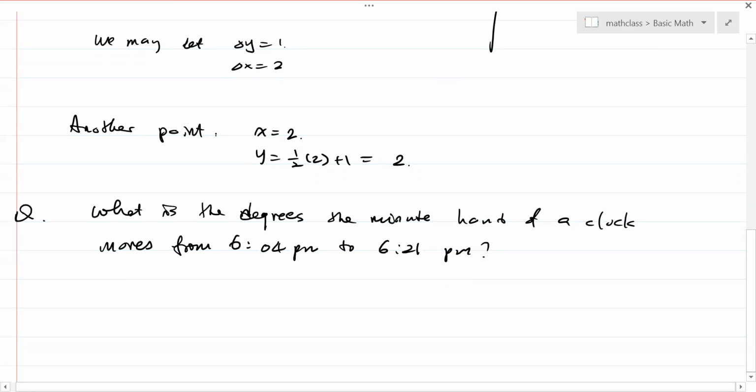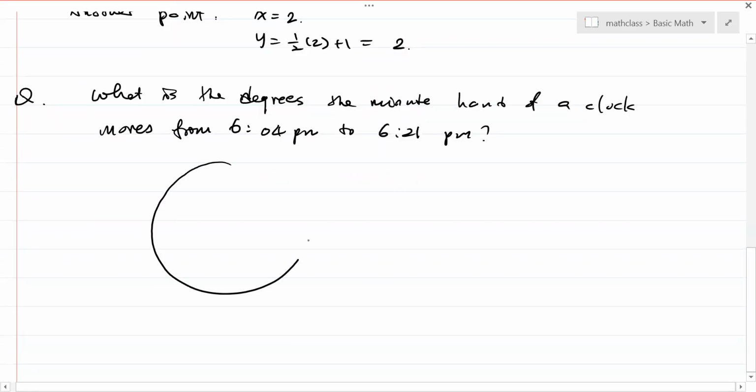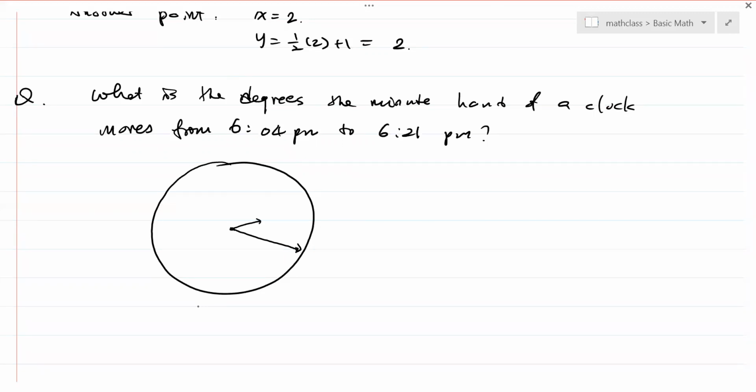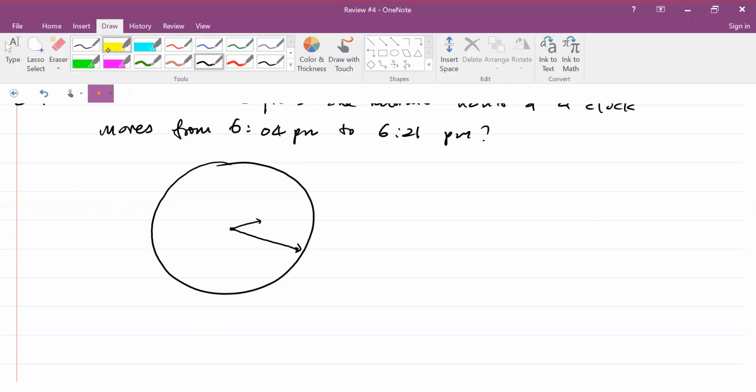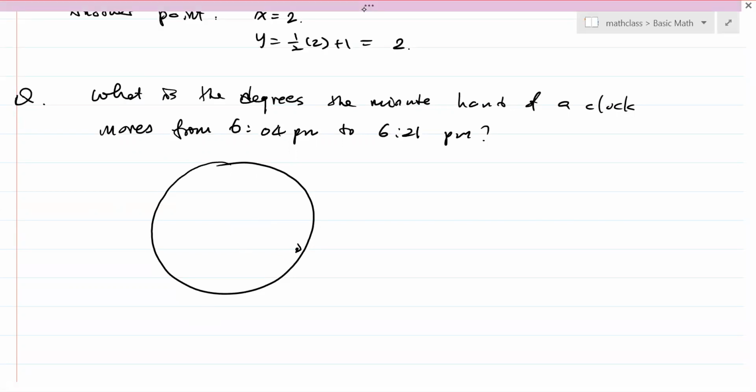Now you have to understand the minute hand. The minute hand is the longer one, right? This is our hand. The minute hand rotating a complete circle will be 360 degrees. Now, from 6:04, where's the minute hand at 6:04? Let me draw the picture. You have to draw two pictures.